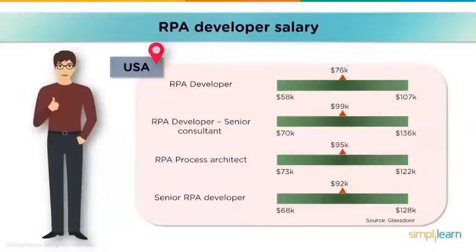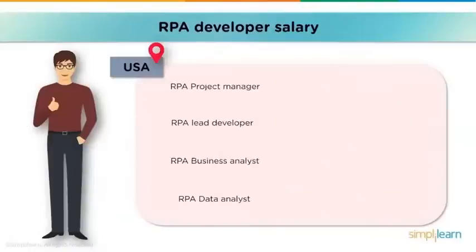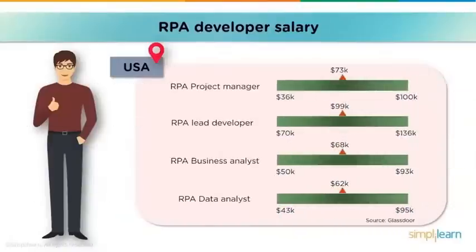An RPA process architect earns an average salary of $95,000, and a senior RPA developer earns an average salary of $92,000. An RPA project manager earns around $73,000 per annum. An RPA lead developer earns an average salary of $99,000 per annum. An RPA business analyst earns around $68,000 per annum. And a data analyst earns around $62,000 per annum.